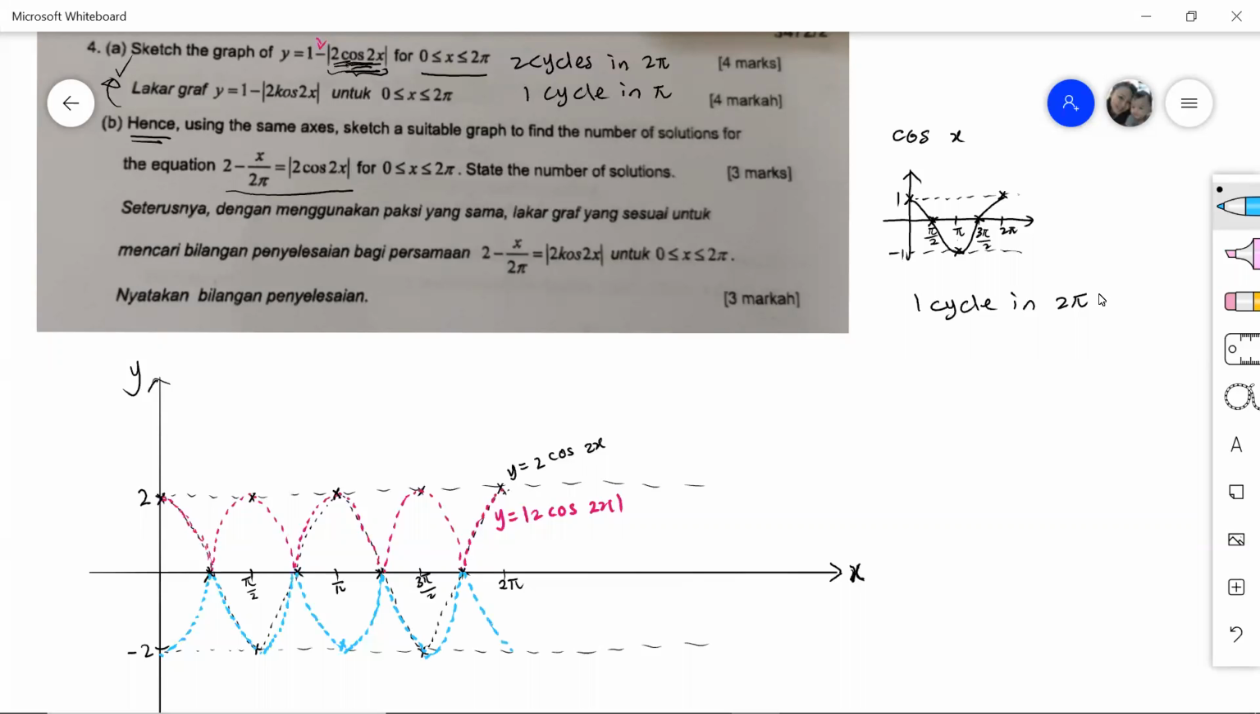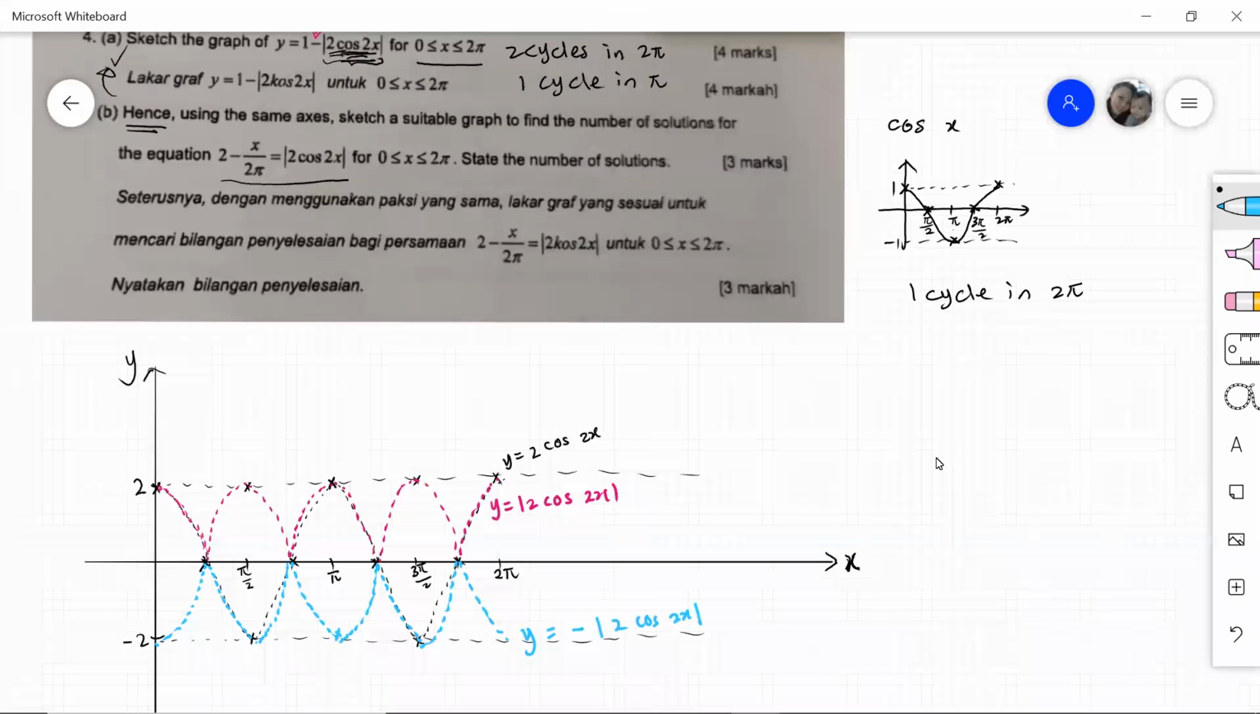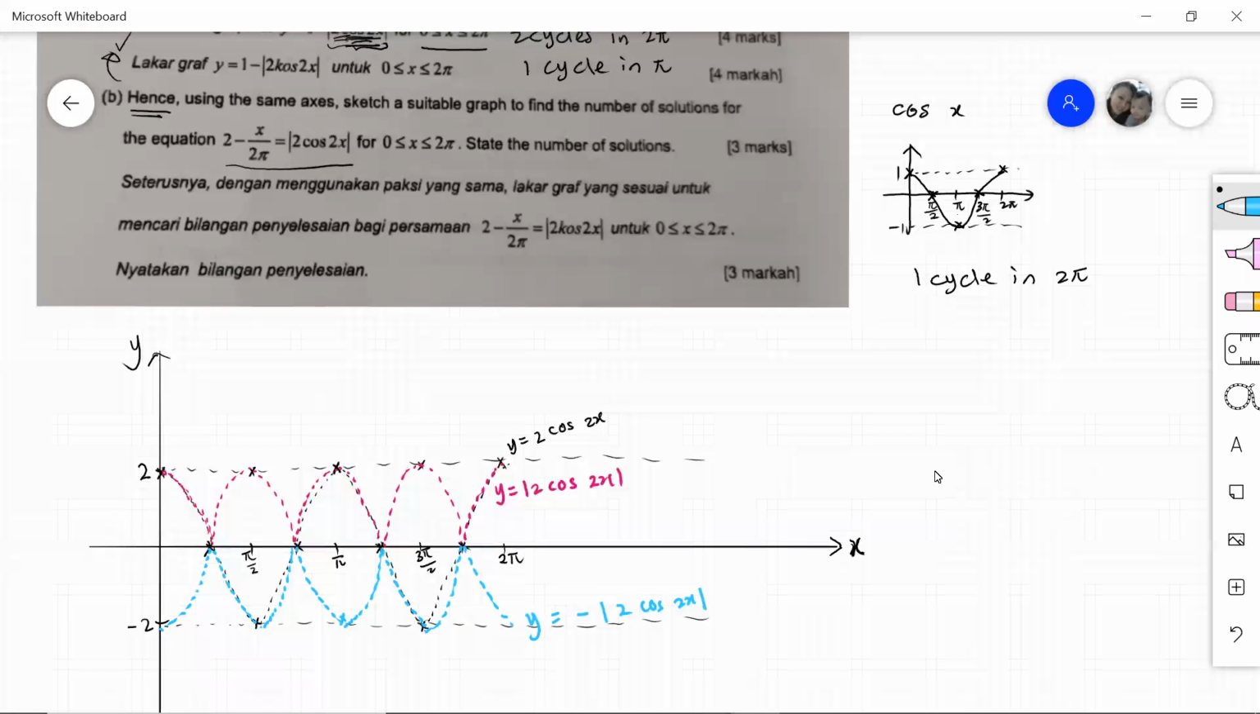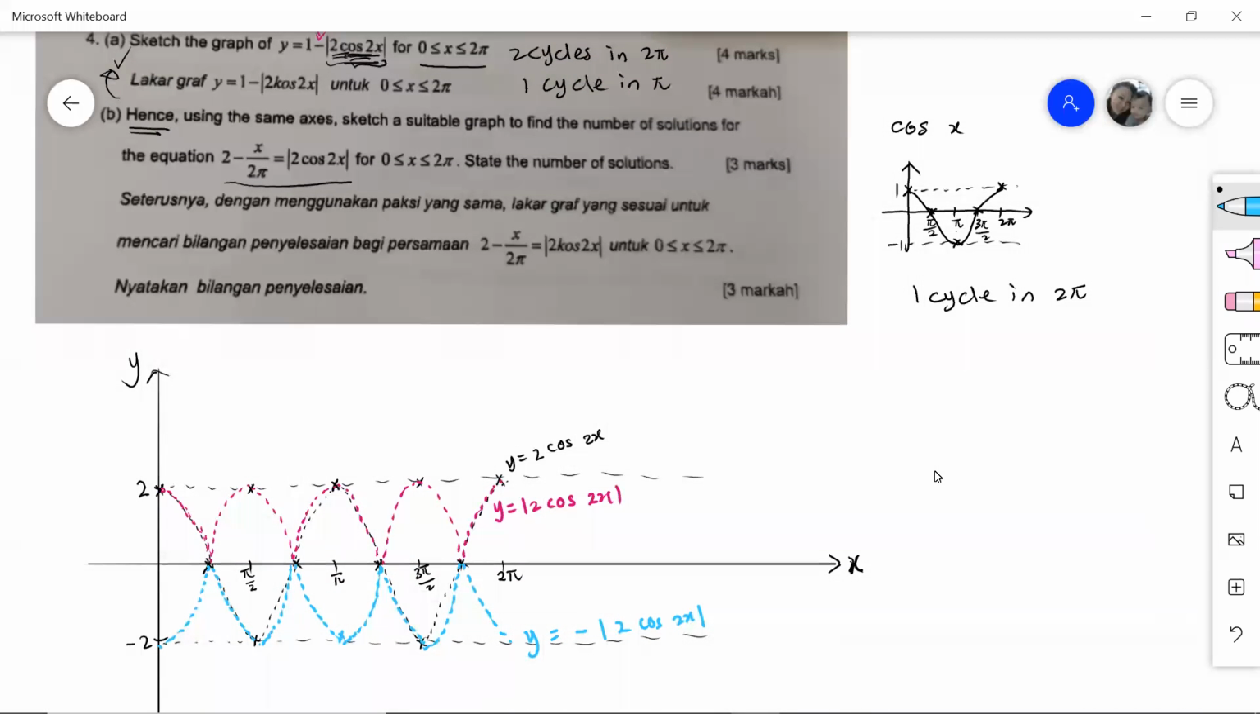Okay. All right, so this is y equals negative modulus 2 cos 2x. Of course, you can skip from the red color straight to the blue color if you're fast enough. I just show it step by step. You can skip if you find that you are able to do so.